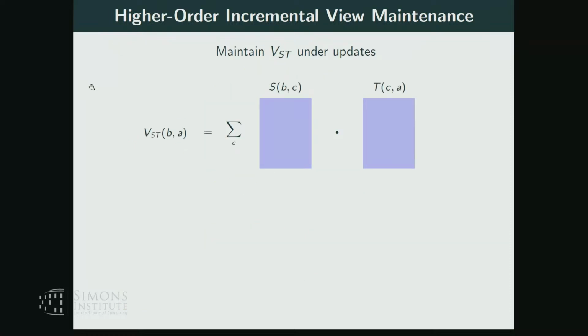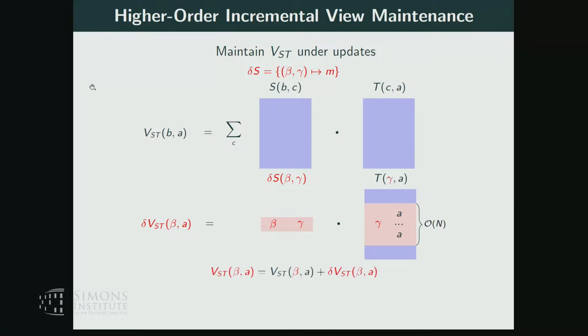So if we have, let's say, the view where we join S and T on C, and then we aggregate away C, then if we do a delta to S, this beta gamma, which is basically the tuple in delta S, will then look up in here. And for a gamma, we may have very many A's, may have linearly many A's. So the complexity for that remains actually linear.